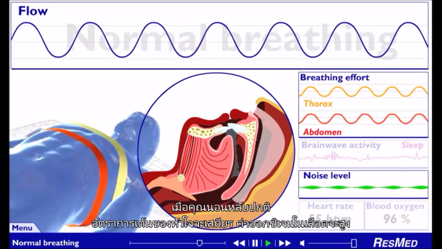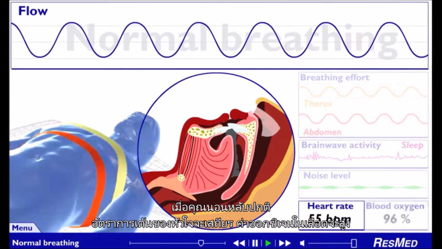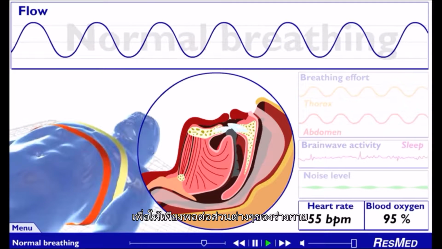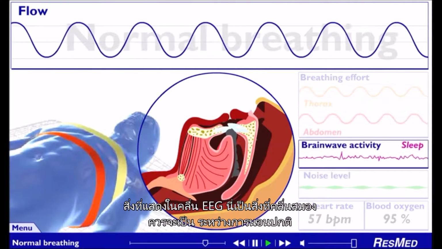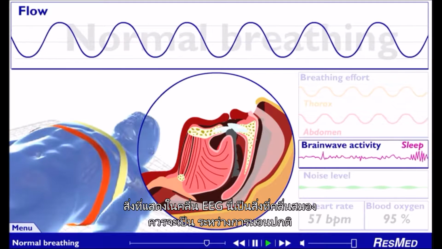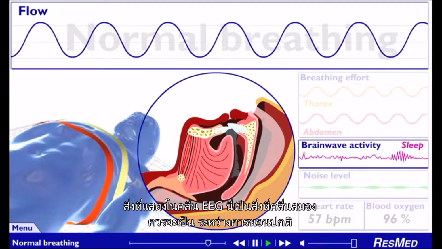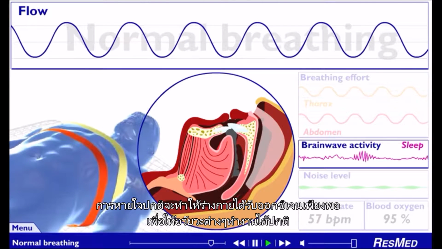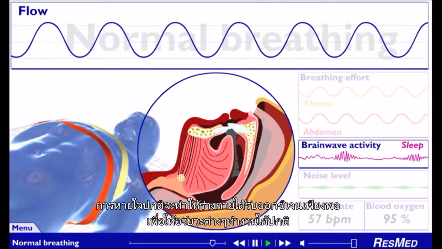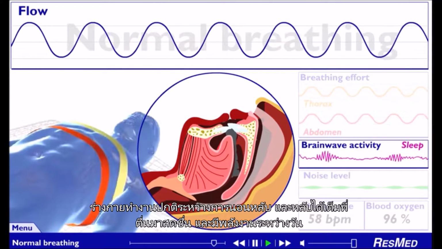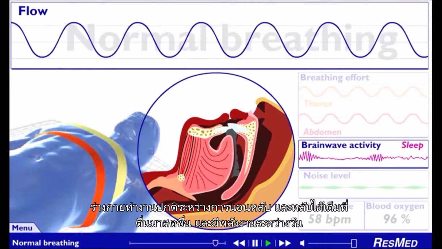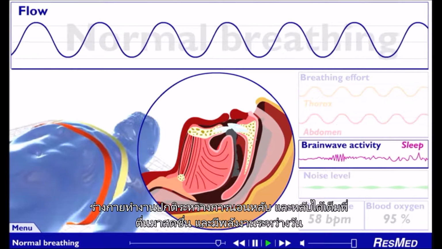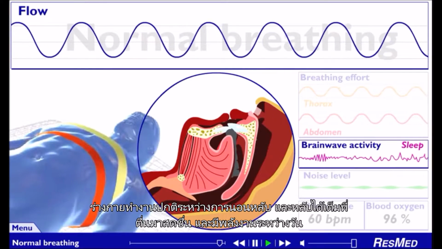When you are sleeping normally, your heart rate is stable, the oxygen level in your blood remains high, keeping up a normal supply to all your organs. As this EEG trace shows, brainwave activity is as it should be during normal sleep. Normal breathing provides adequate oxygen supply so that all the organs can function effectively. You move naturally through the different stages of sleep and get a good night's sleep. You awake refreshed in the morning and are more likely to remain energetic during the day.